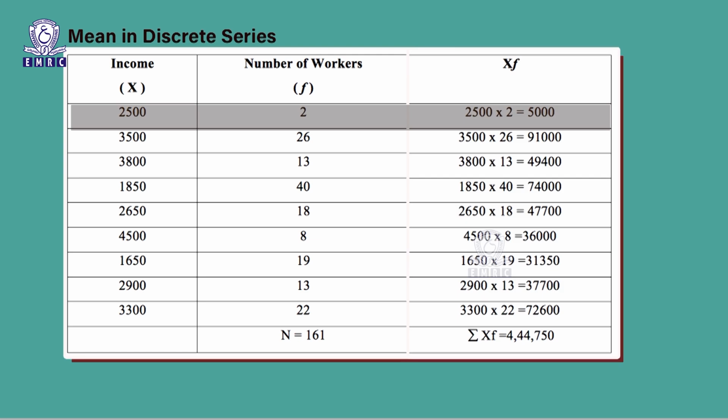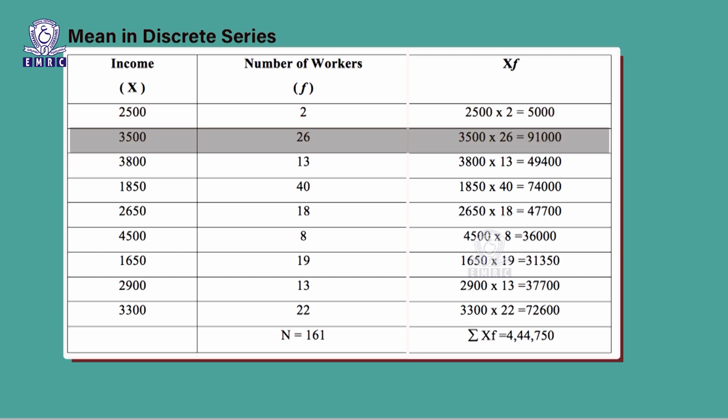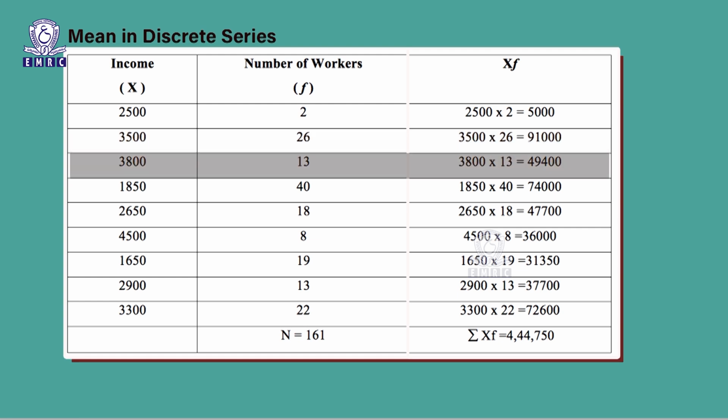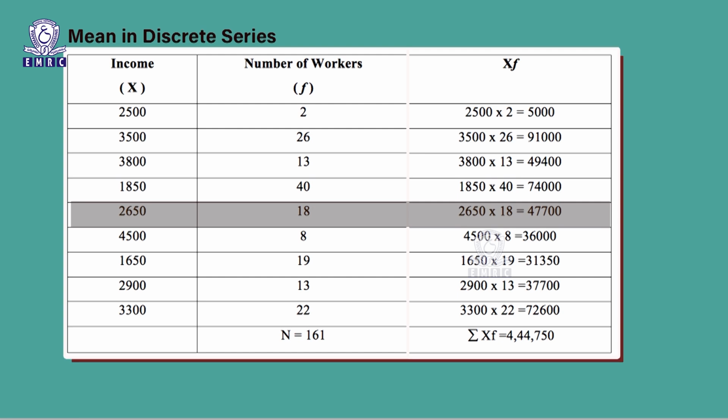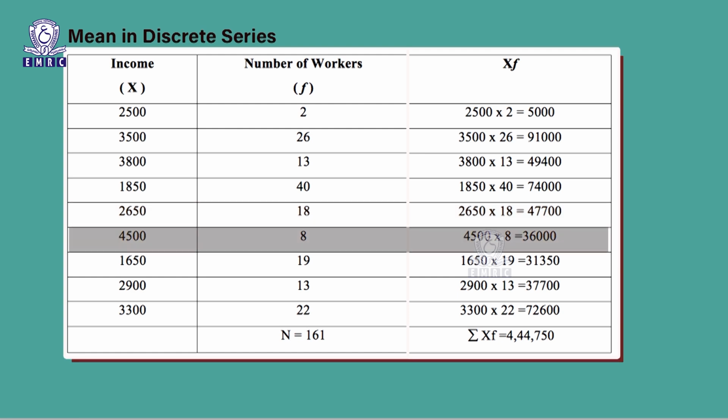2,500 into 2, it goes to 5,000 rupees. 3,500 into 26 workers, it is equal to 91,000. 3,800 into 13 people, it goes to 49,400. 1,850 into 40 people, it goes to 74,000. 2,650 into 18 people, it goes to 47,700. 4,500 into 8 people, it goes to 36,000.